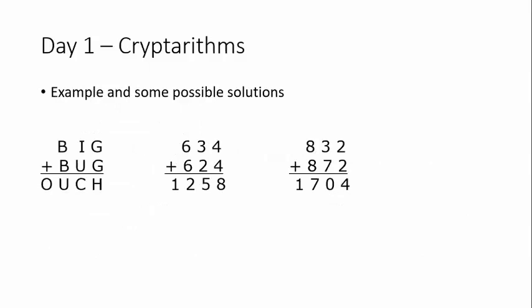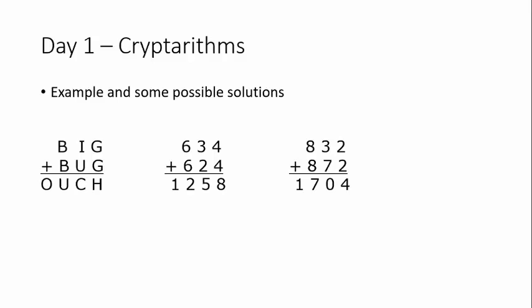Here's an example of a cryptarithm. BIG plus BUG equals OUCH. Notice what you've got here. You've got 2 3-digit numbers adding, and the result is a 4-digit number. Notice also that you've got 2 B's there. You've got G occurring twice, and then you also have U occurring twice. So just remember that the 2 B's will be the same digit. Each of the G's will be the same digit, and also with the U, it'll have to be the same digit.